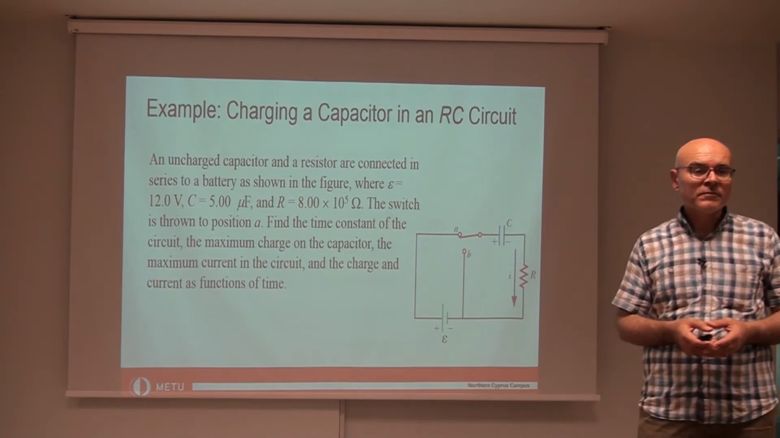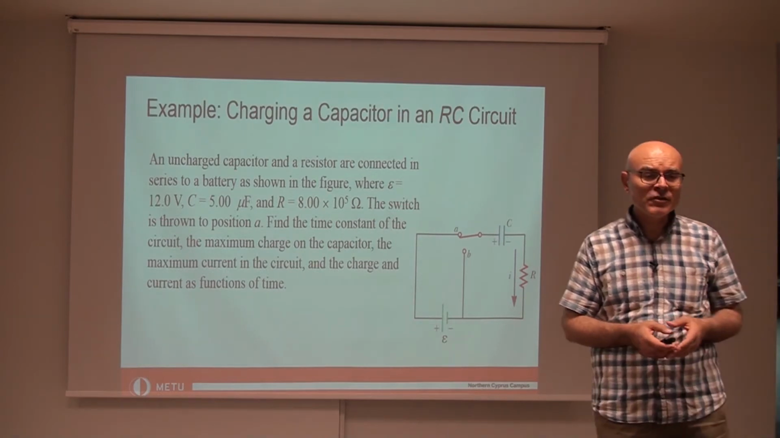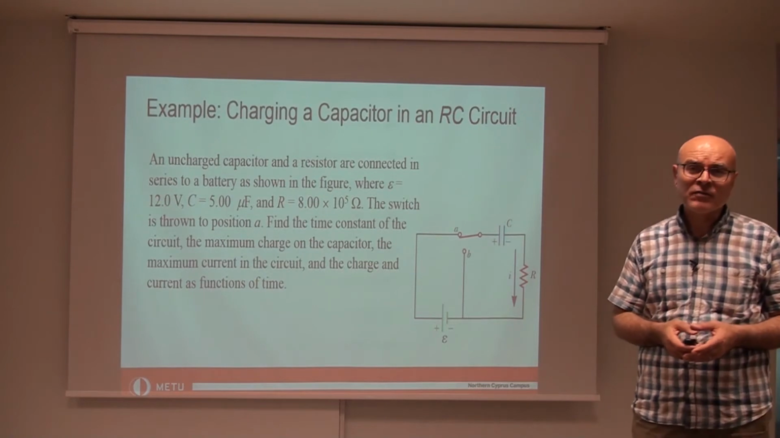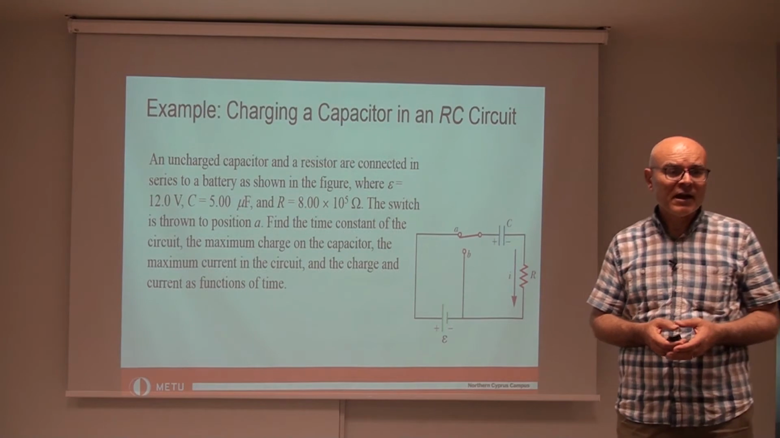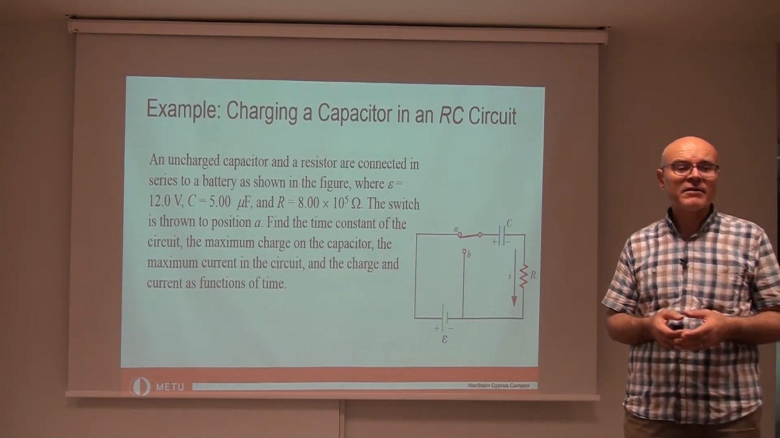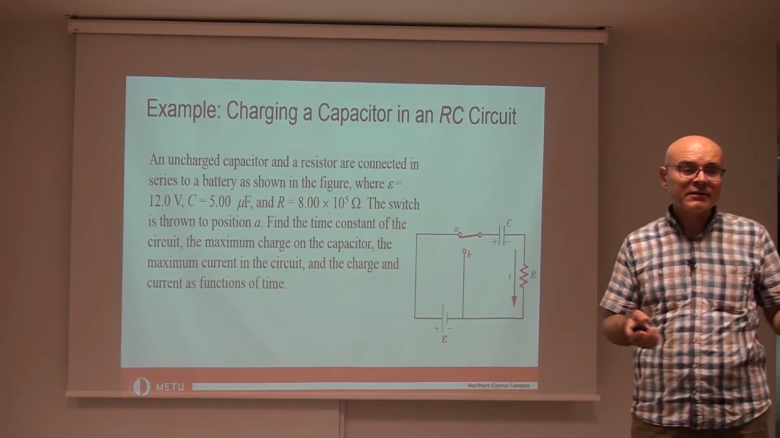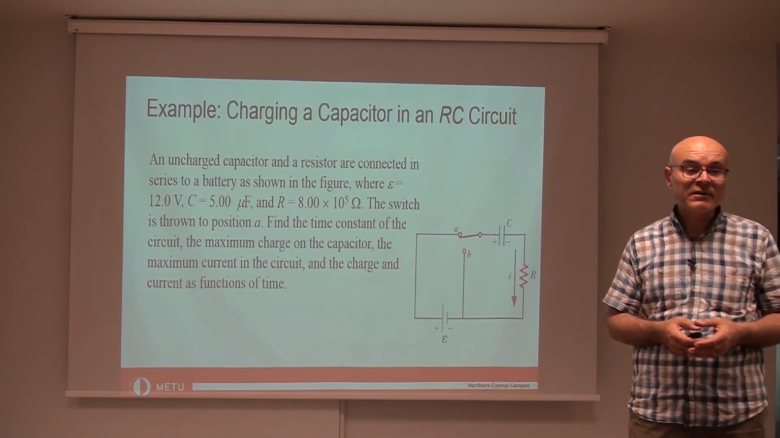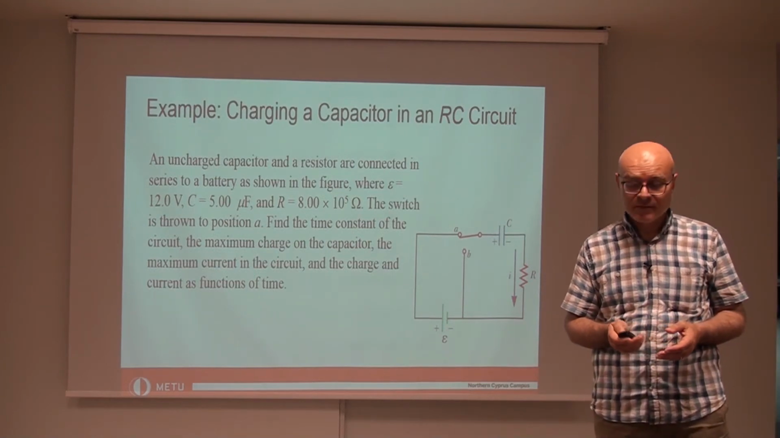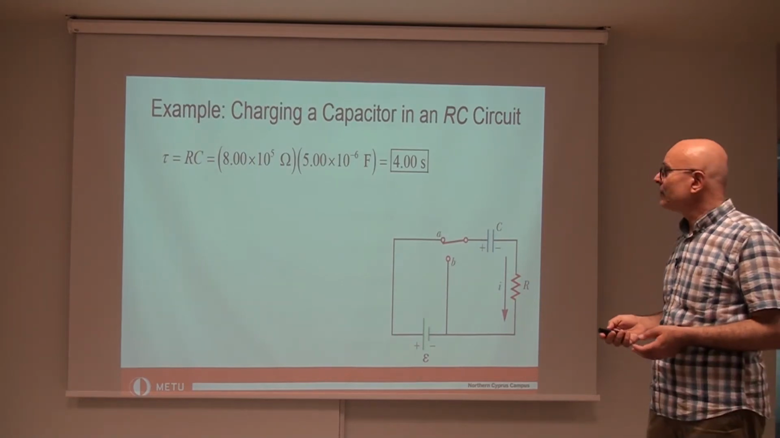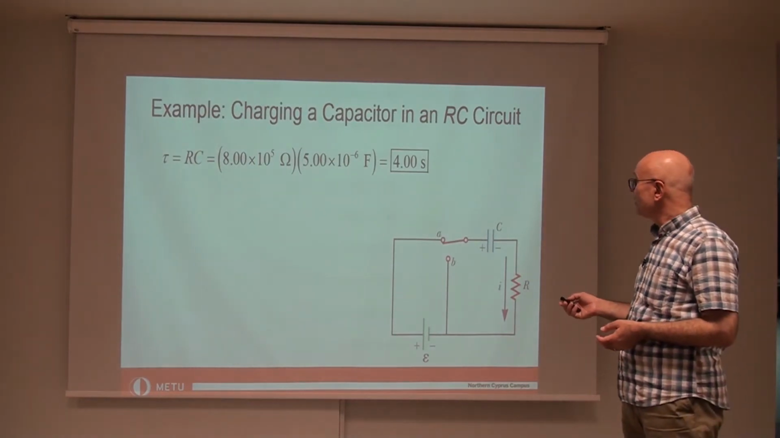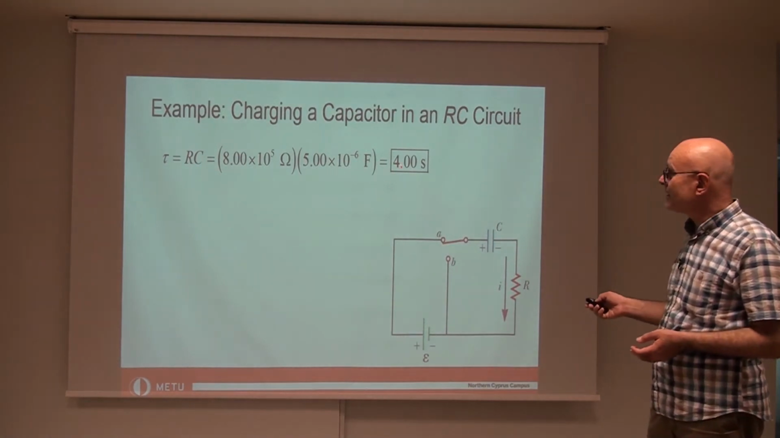Okay, so now you close the switch, and after you close the switch, we are requested to find the RC of the circuit, and the maximum charge in the capacitor, the current in the circuit, and the charge and current as a function of time. So we start with the first thing. The RC is just a definition. Just multiply them, and as you can see, it has a value of 4 seconds.